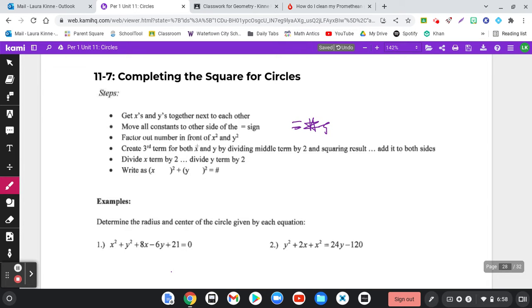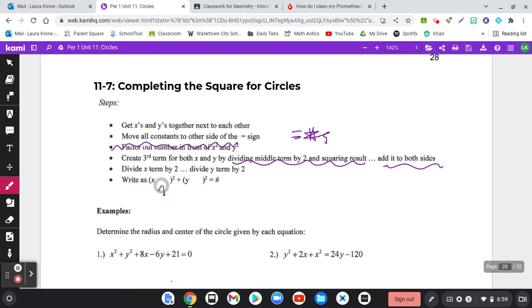We're going to factor out any number that's in front of the x squared and y squared. We're actually not going to do that. You're not going to have to do anything like that. We're going to create a third term for both x and y by dividing the middle term by 2 and squaring it. And we're going to add it to both sides. And I'll talk more about that. It'll make more sense once we get into it. So we're going to divide the x term by 2 and the y term by 2. And the number that we're going to get is going to go right here.